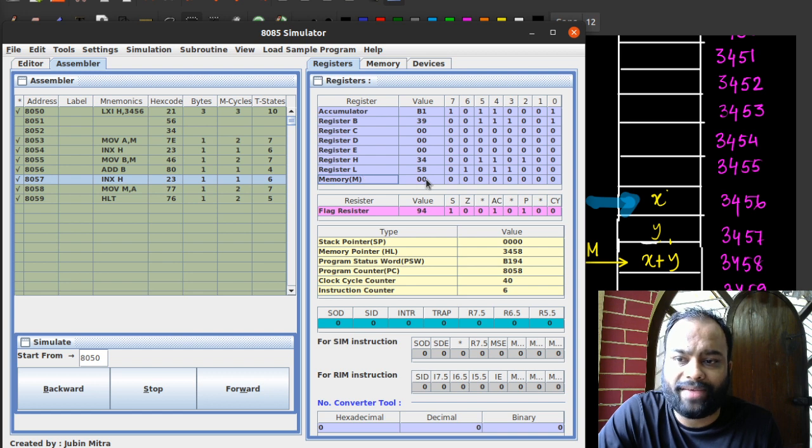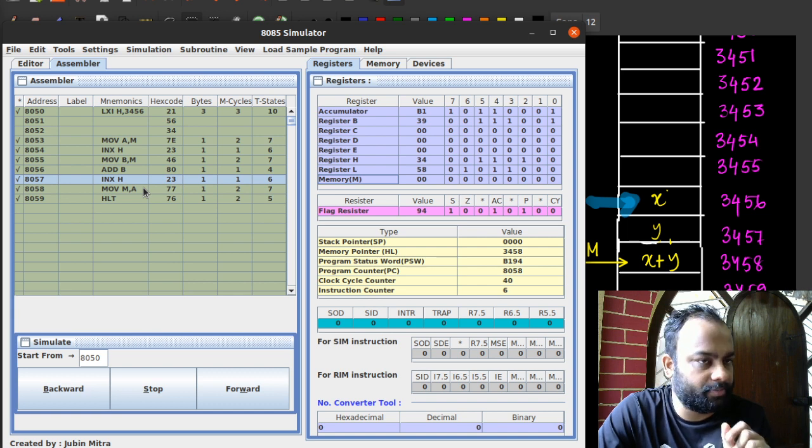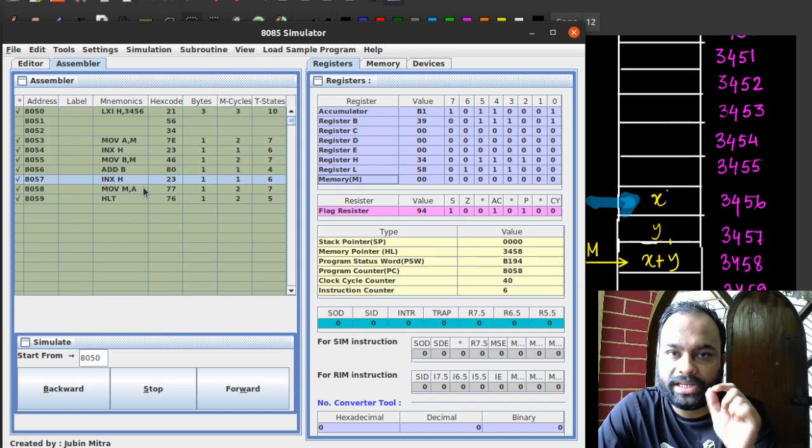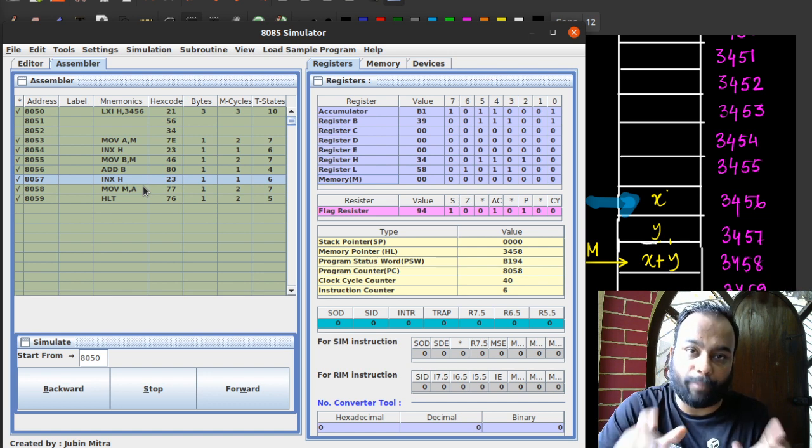So it does not have any value. It only has 00, right? All right, you get the point. Now, if I do move m comma a, what does it do? It copies the content of register A onto the memory location pointed by m.